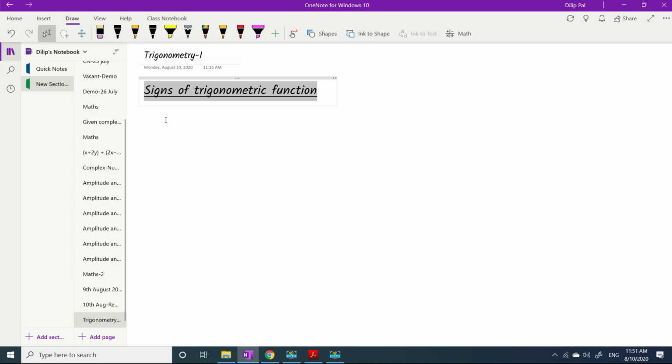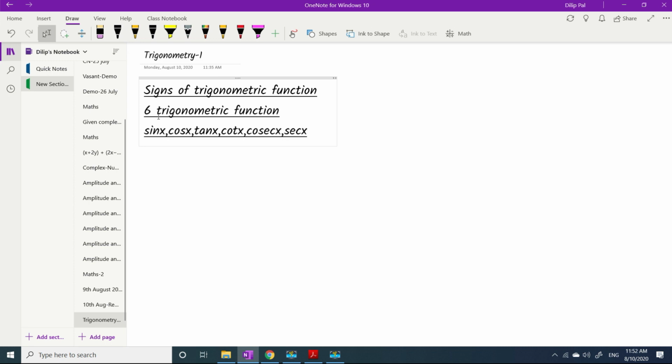Whenever we talk about sign of trigonometric function, it means that particular trigonometric function. We know there are 6 trigonometric functions, right? This is a very basic thing, so I'm repeating it. Let me write them: sin x, then cos x, then tan x, then cot x, then cosec x, and then sec x. So these are the 6 trigonometric functions.